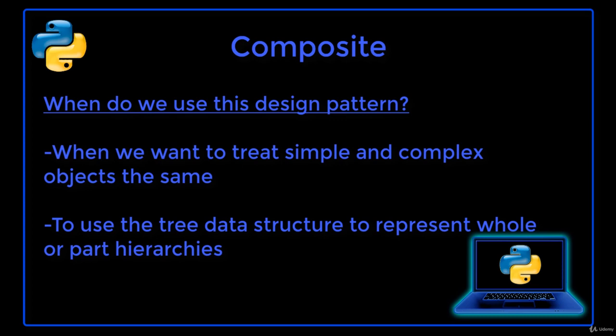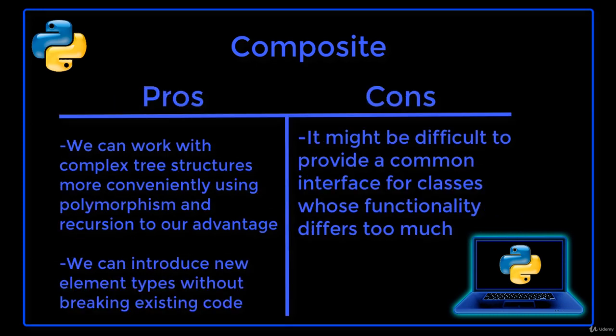We can also use the composite pattern to compose objects into tree structures to represent whole or part hierarchies. We use the composite pattern when we have to implement a tree-like object structure, or when we want the client code to treat both simple and complex objects uniformly. Let's look at the pros and cons of using the composite design pattern.